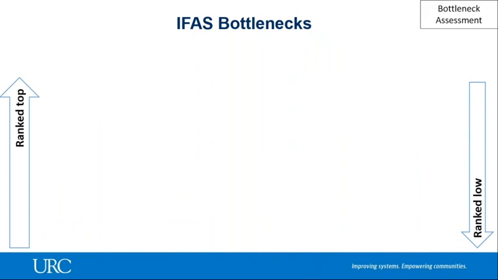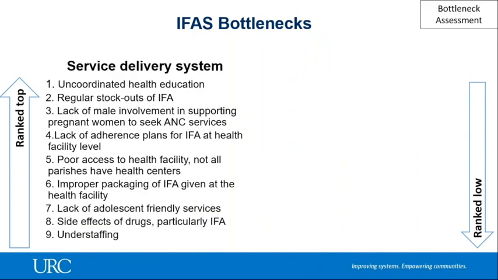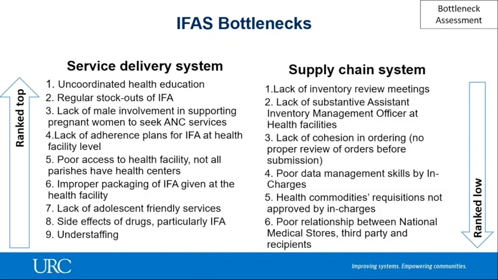Some of the iron-folic acid supplementation bottlenecks that were identified from the service delivery point, you can see we have a number of them, among which include regular stockouts, uncoordinated health education, and poor access. And the supply chain also has a number of them that were identified from the discussions that we had with the different teams. And these were ranked using a pairwise ranking. And so from the team, as they were discussing, there were 3 major bottlenecks that were identified and ranked highly from the pairwise ranking results.